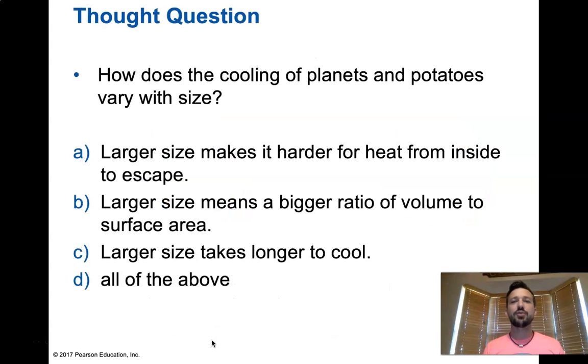Okay, so how does the cooling of a planet vary with size? Okay, A, large size makes it harder for heat from the inside to escape. B, large size means a bigger ratio of volume to surface area. C, a large size takes longer to cool. Or D, all of the above.